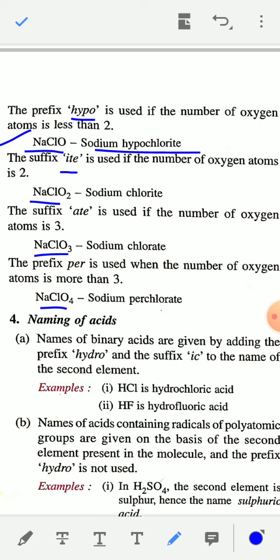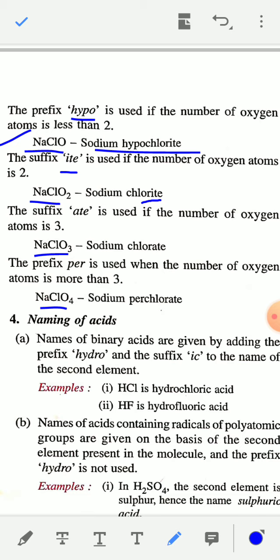You have to use a suffix -ite. If the number of oxygen atoms is 2, then you have to use the suffix -ite, like NaClO2. In this compound there are 2 oxygen atoms, so the name of this compound is sodium chlorite, not chloride. It is sodium chlorite.